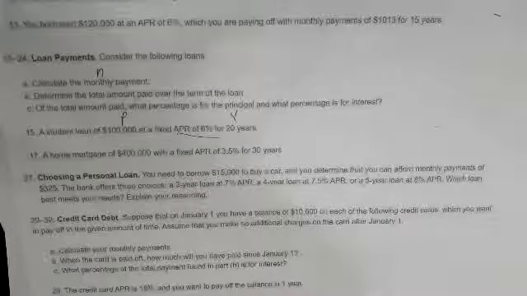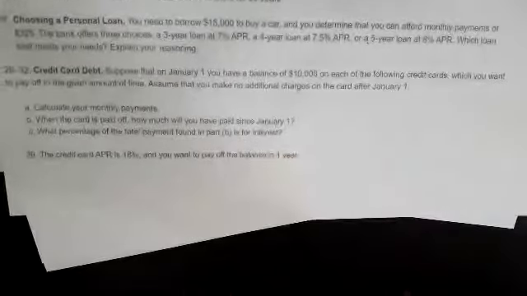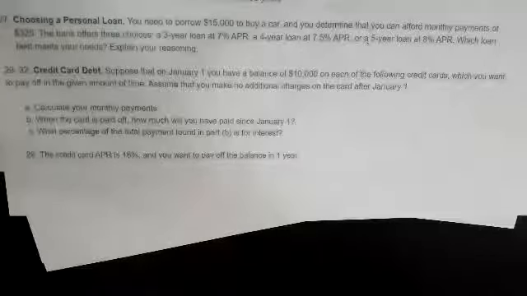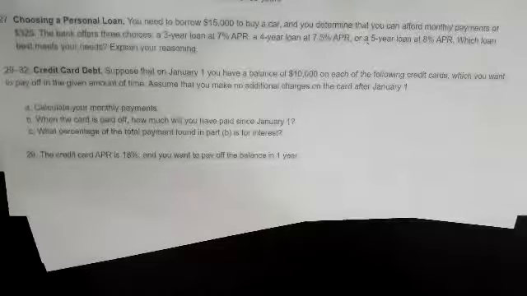Excellent. 1517, what are we on? 27. So choosing a personal loan, you need to borrow $15,000 for a car. You determine you can afford monthly payments of $325. The bank offers 3 choices: a 3-year loan, a 4-year loan, or a 5-year loan, and they all have different APRs. Which loan best meets your needs? Explain your reasoning.